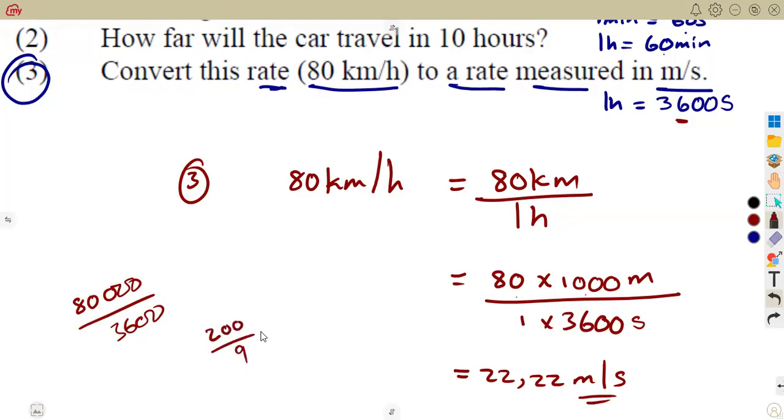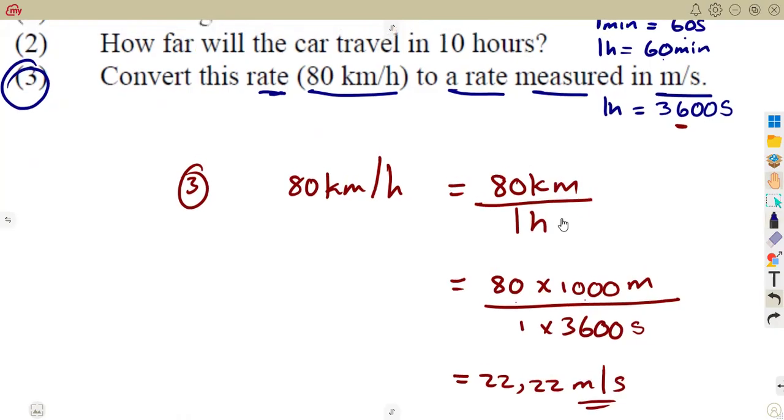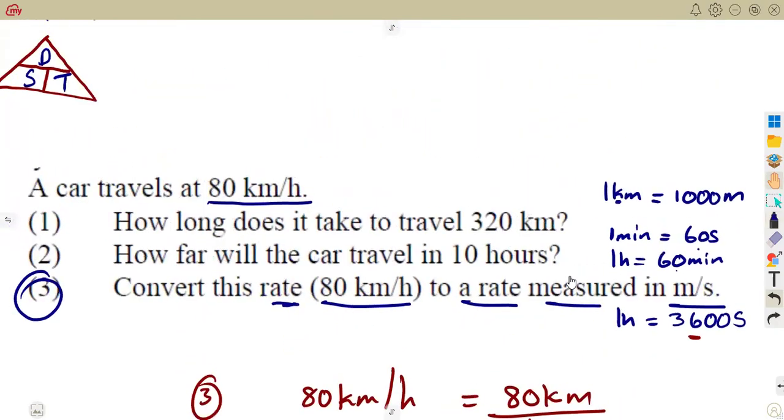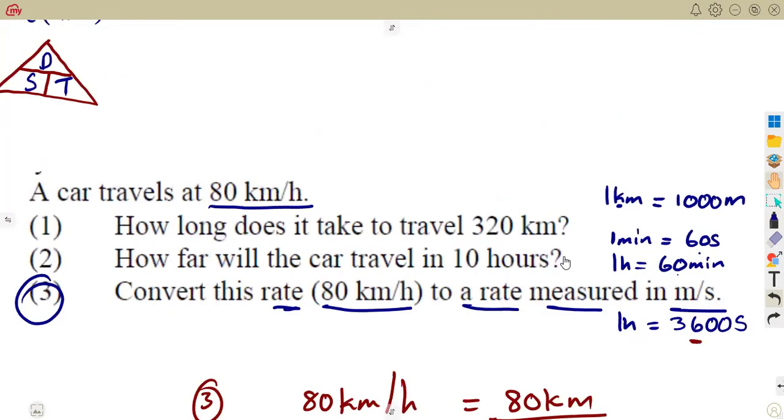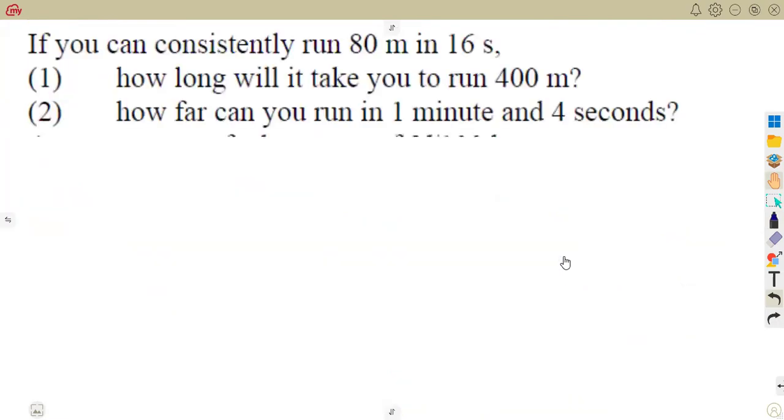Maybe it was 200 over 9. Write it in meters per second. Just use your calculator properly. That is the idea of how a rate can be converted from one to another, from one quantity to another. We are referring to the units, kilometers per hour, which can be related to meters per second. So I need you to go through typical questions so that you understand this part.